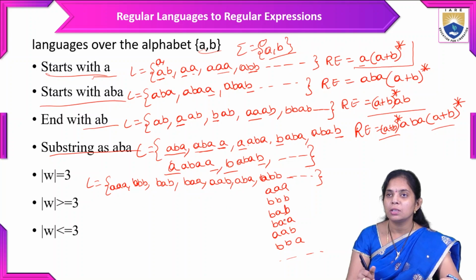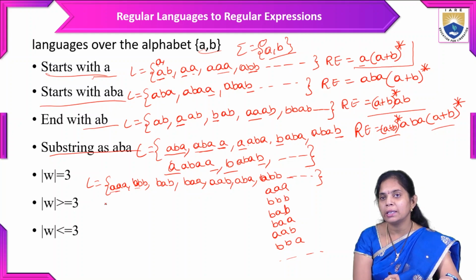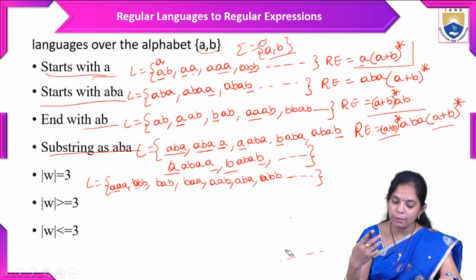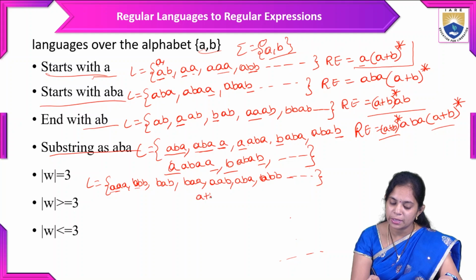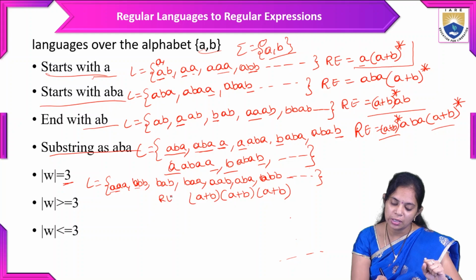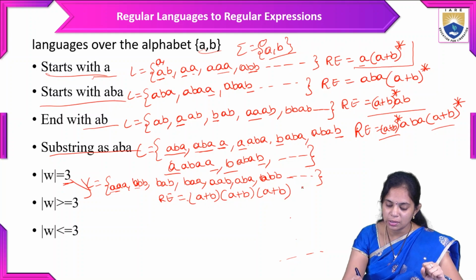And for this language, simply, the string starts with either A or B, so I am writing the regular expression as A plus B. Here the length is 3, so A plus B, A plus B, A plus B. Why? Because we are not writing iterations here. So this is the regular expression for W equal to 3.